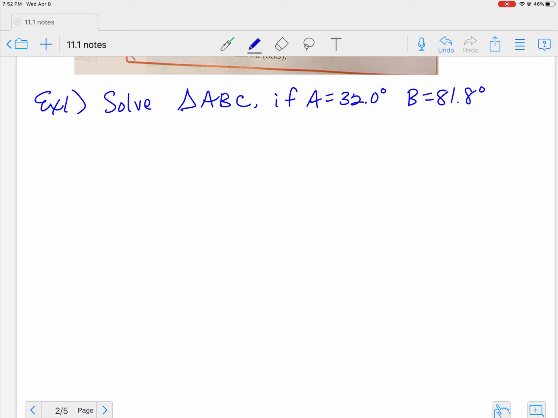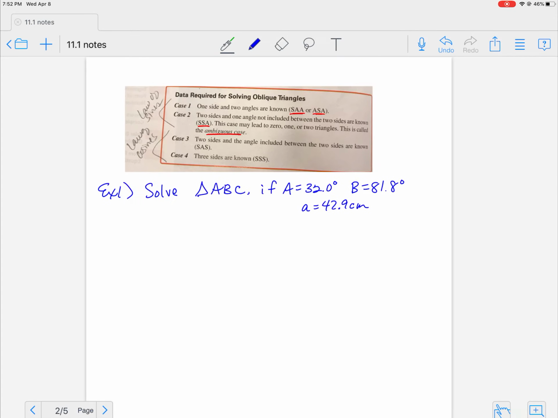We want to solve triangle ABC. We are given angle A is 32.0 degrees, angle B is 81.8 degrees, and side a is 42.9 centimeters. Now here's the deal. Anytime you have a matchup, that is law of sines.